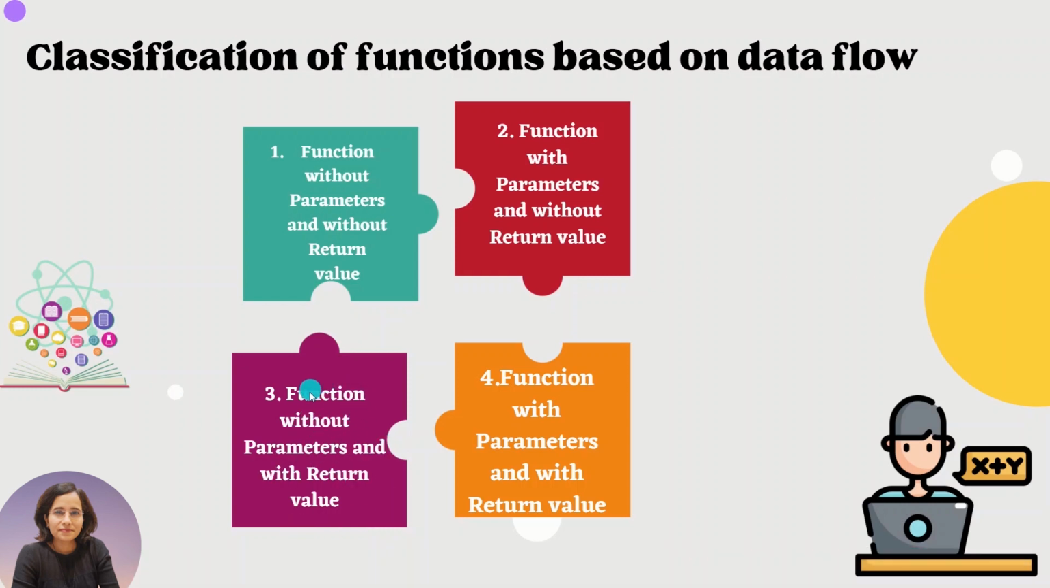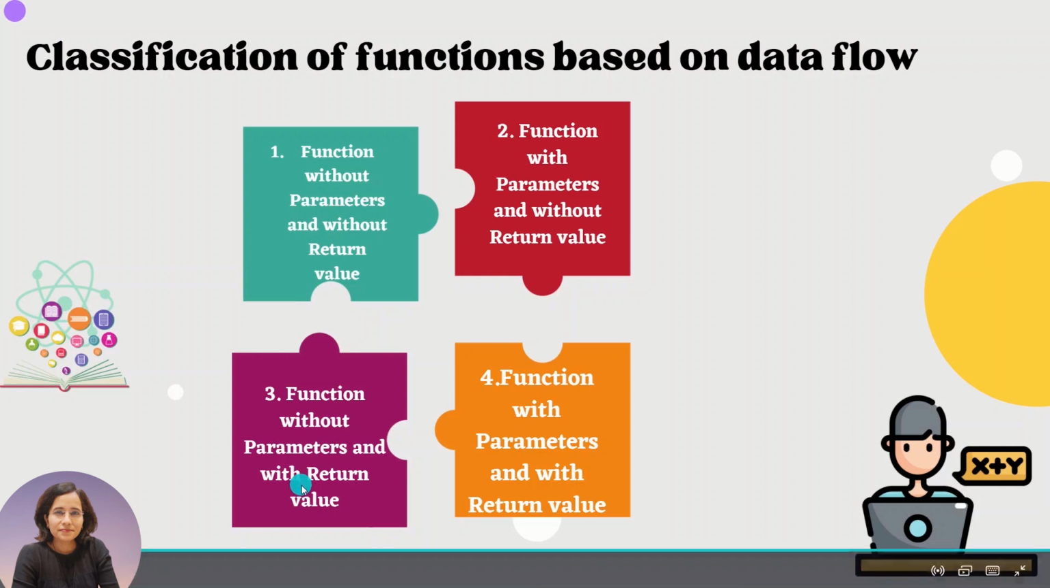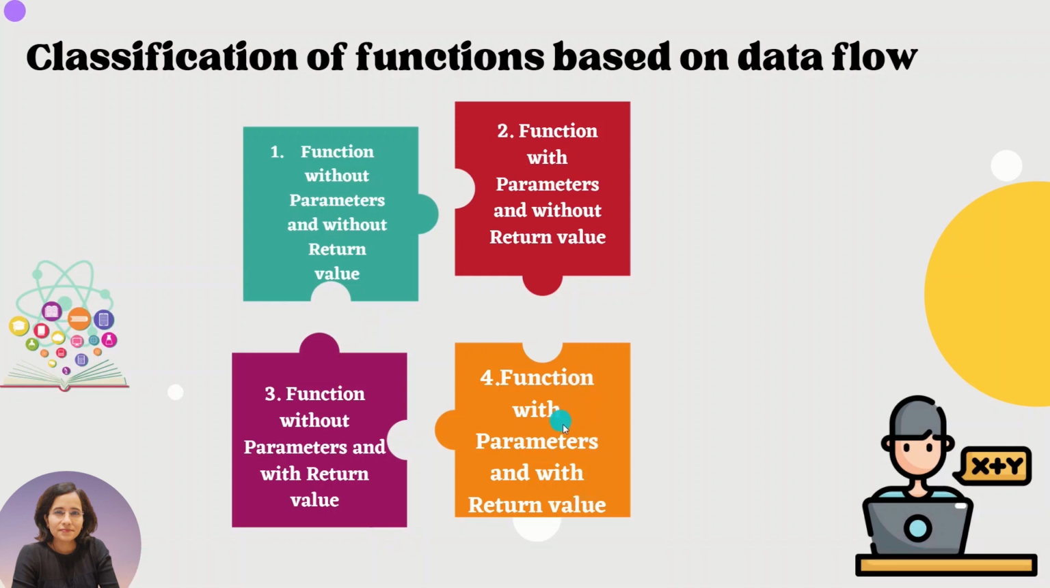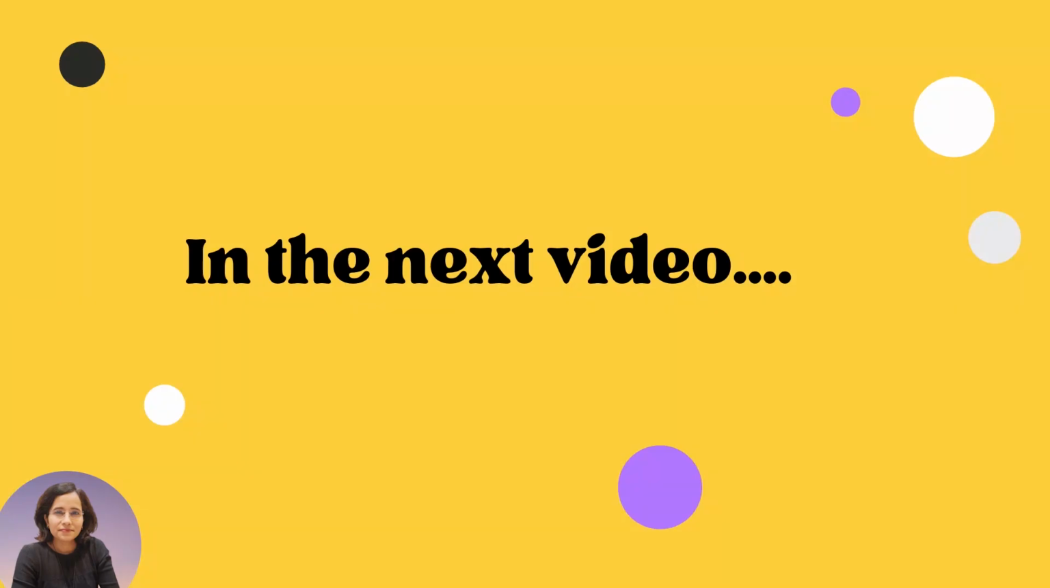So from main, we are not sending any parameter to the user-defined function, but still the function is returning a value to the main. And the fourth one is function with parameters and return value. From main, we are sending the values to the user-defined function, and the user-defined function is returning a value to the main. So in this video, we studied how to define a user-defined function.